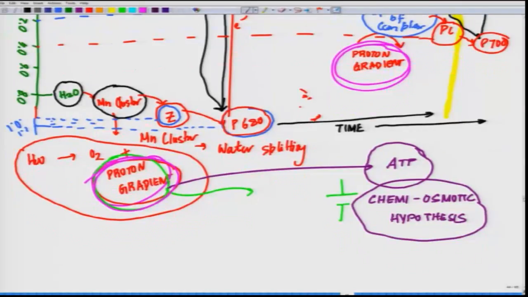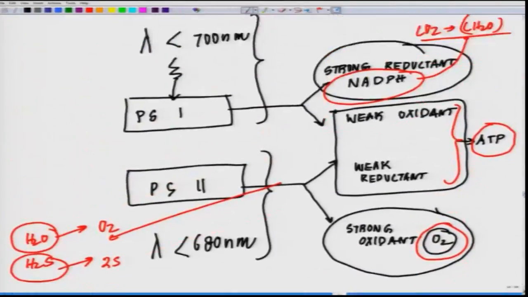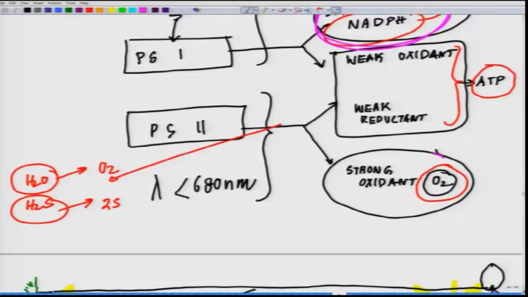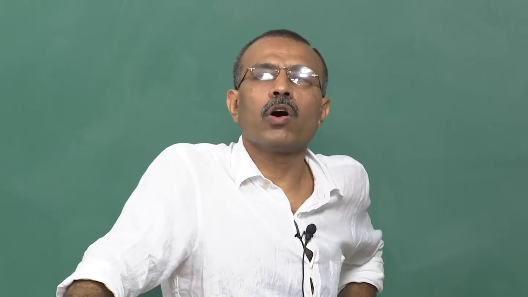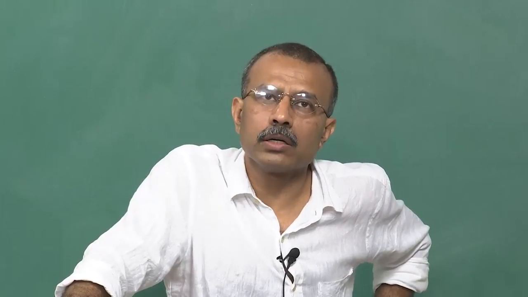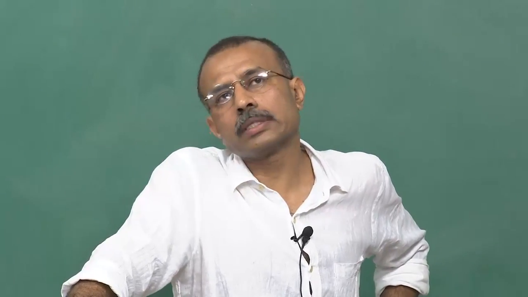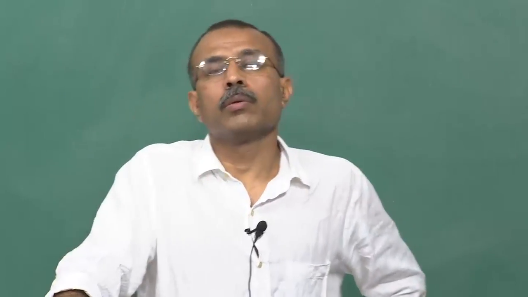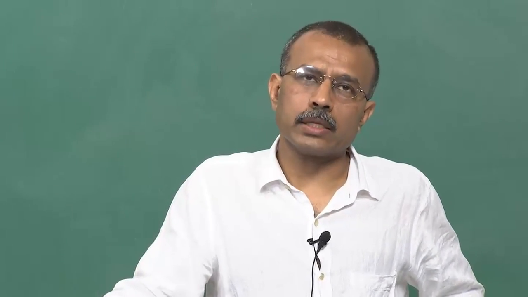So, that brings us to this concept: a very powerful reductant which is formed here, and a strong oxidant which is coming from photosystem 2. So, photosystem 2 is involved in producing a strong oxidant. Photosystem 1 is involved in producing a strong reductant, and both these systems generate, at three different spots, a proton gradient, which is involved in the synthesis of ATP.